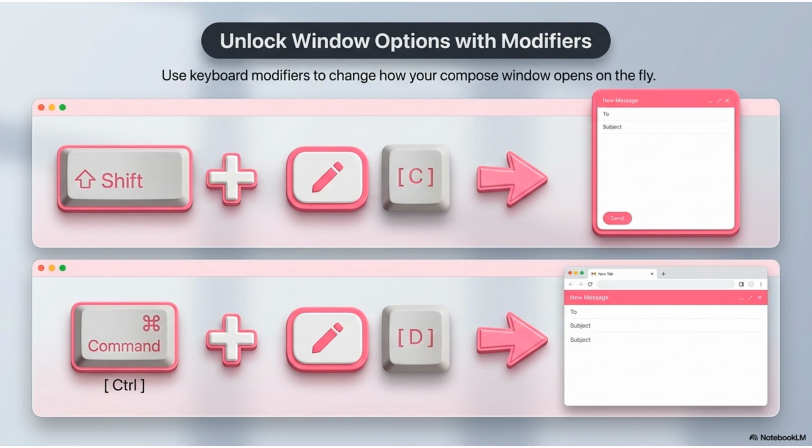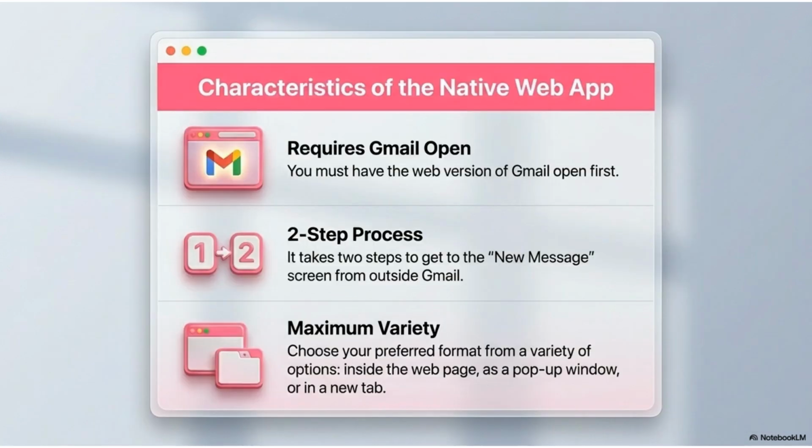Unlock window options with modifiers. You can actually change how that window opens on the fly using keyboard modifiers. If you hold the Shift key while clicking Compose or press Shift plus C, your message will open in a pop-up window. If you prefer a new tab, hold Command on Mac or Ctrl on Windows while clicking Compose, or just hit the D key.